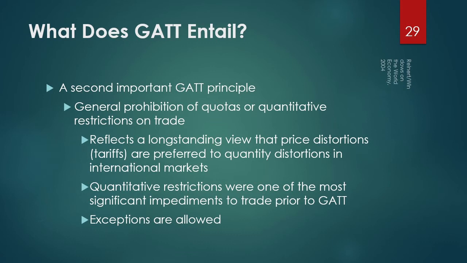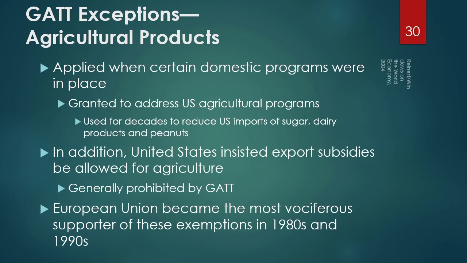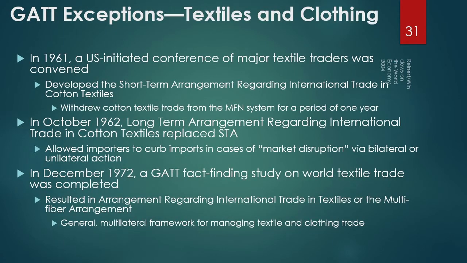Some GATT exceptions include agricultural products, which are applied when certain domestic programs were in place, and they were granted to address U.S. agricultural programs and used for decades to reduce U.S. imports of sugar, dairy products, and peanuts. In addition, the United States insisted export subsidies be allowed for agriculture, which are generally prohibited by GATT. Now, the European Union became the most vociferous supporter of the exemptions in the 1980s and the 1990s, as they also sought exemptions. With agriculture being the first of the exemptions, the second would be for textiles and clothing.